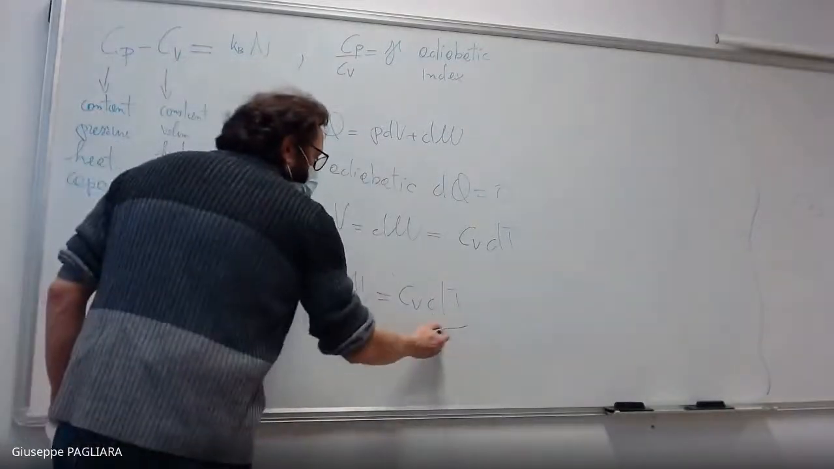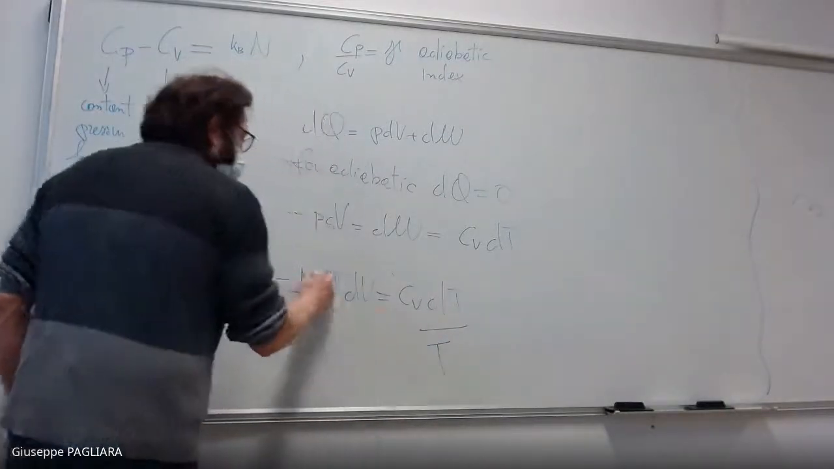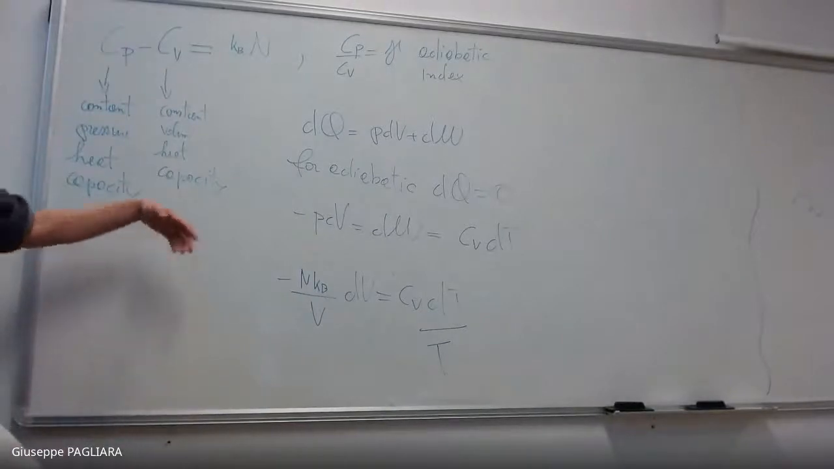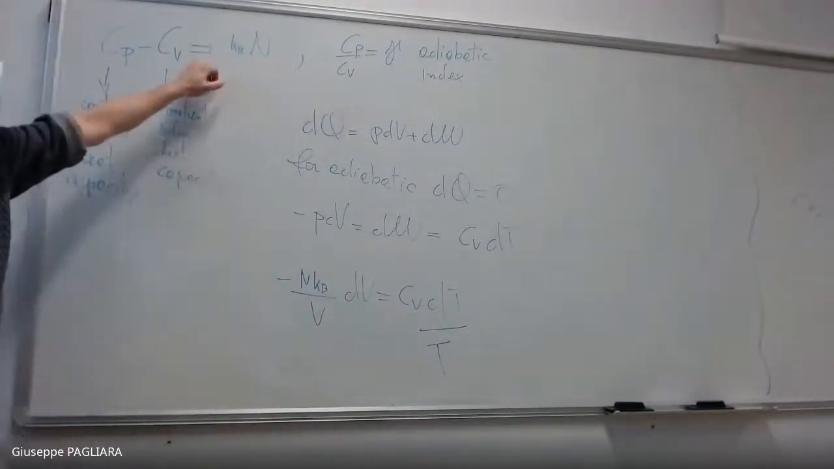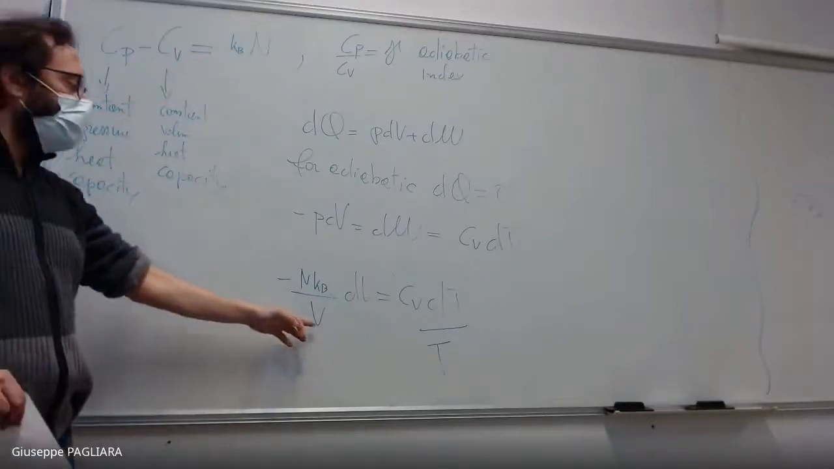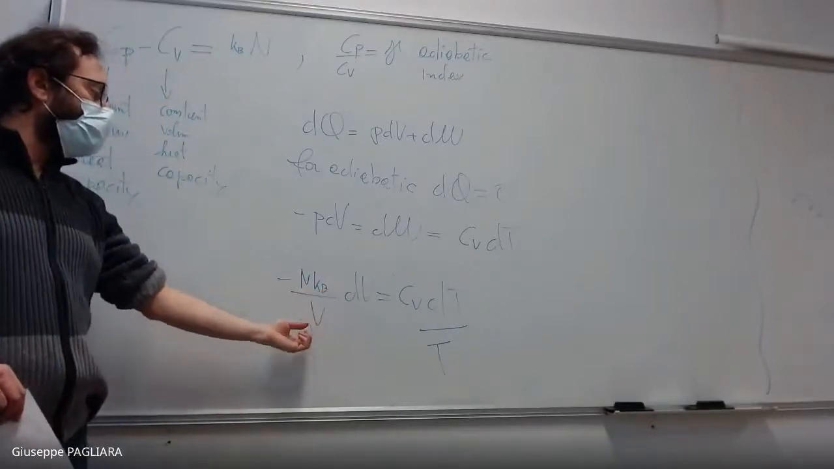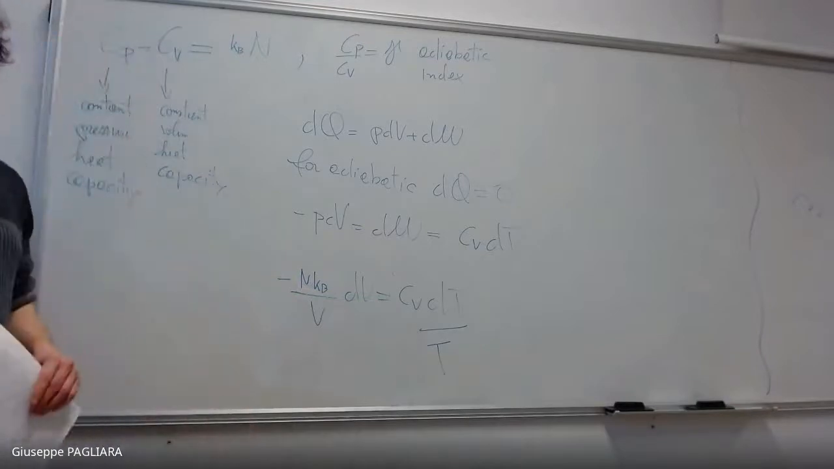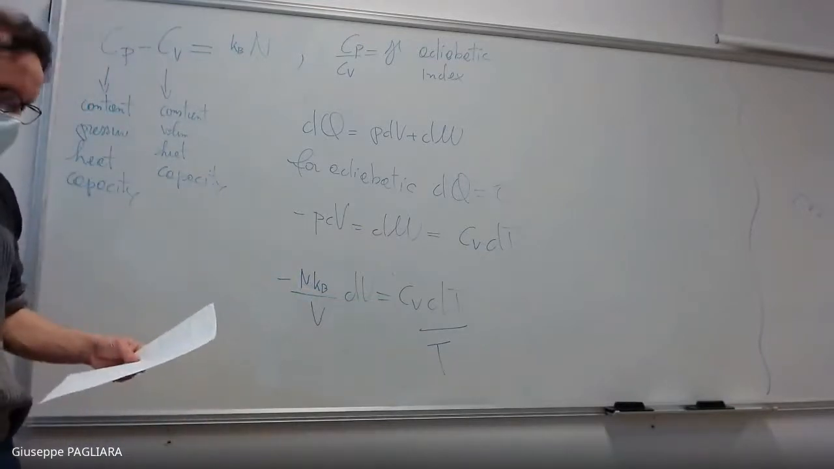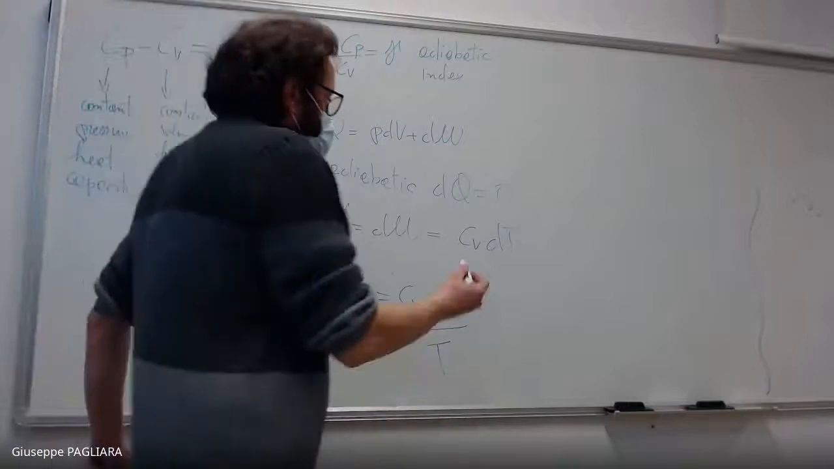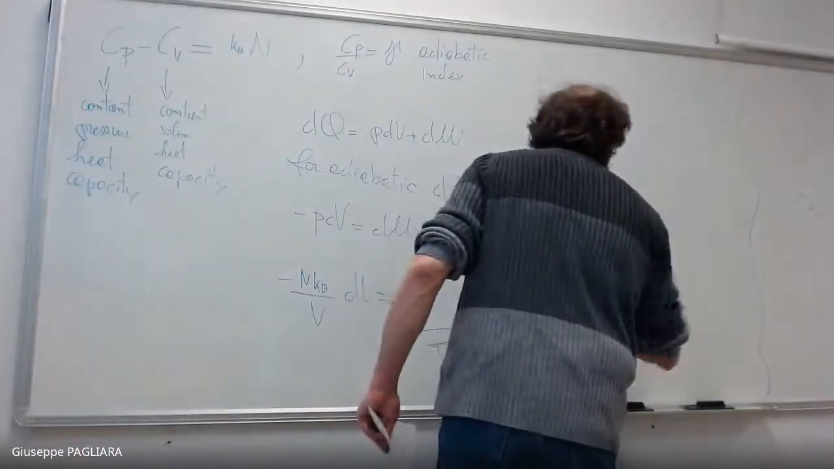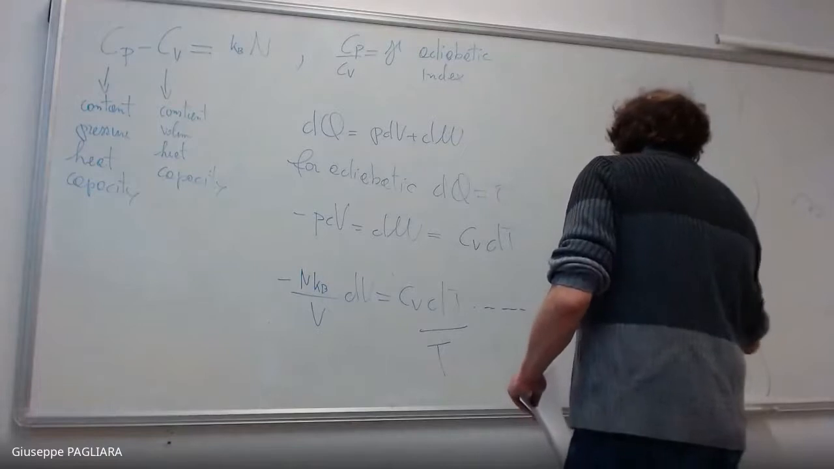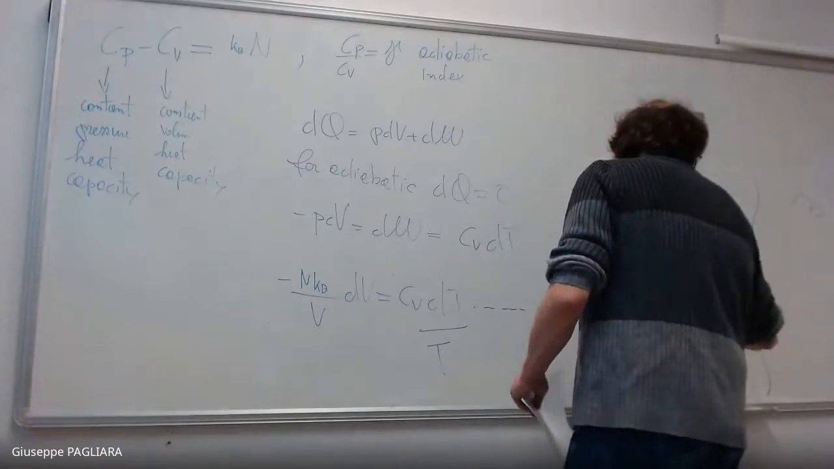I can put the temperature here, and then I move it from here. Use this relation and this relation. You do the integral, you see that you have two logs here, log of V and log of T, and you can derive the adiabatic law. You can follow this procedure if you want, and derive that T times V to the gamma minus 1 is equal to constant.